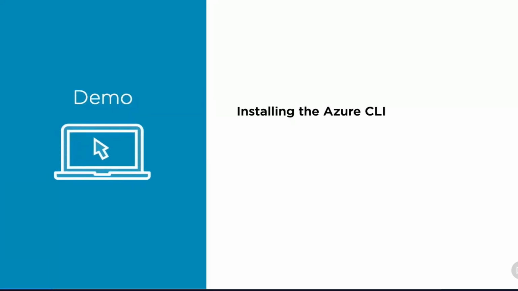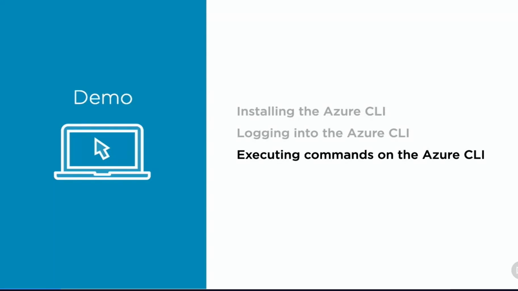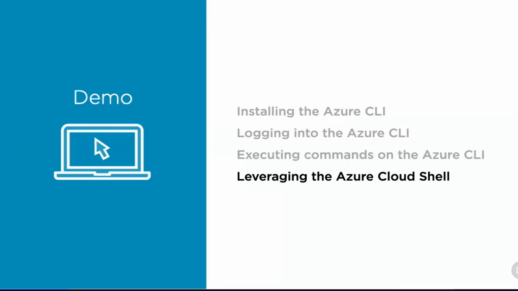So here's what we're going to be doing. First of all, we will be installing the Azure CLI onto our local machine, and then we'll be logging into the CLI. We'll be executing commands on the CLI, and then we'll be looking at a different way that we can interact with the CLI, and that is using the Azure Cloud Shell.